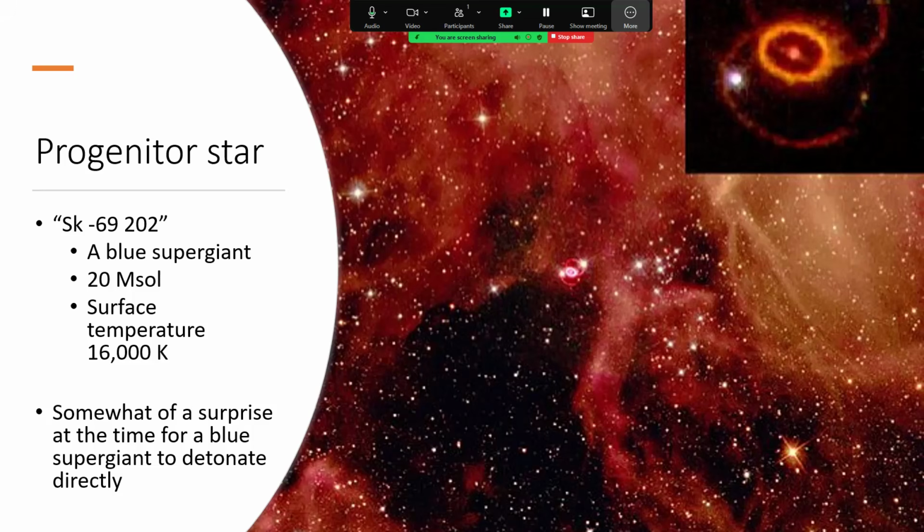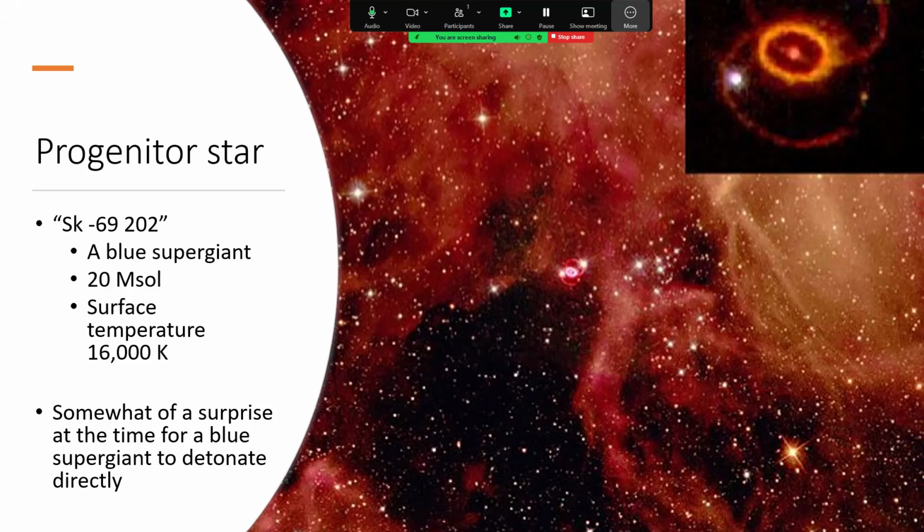But it was a bit of a surprise at the time, because back then received wisdom and theory suggested that the stars that blew up were red giants and red supergiants, not a direct explosion of a blue supergiant. They were thought to have to become red in color, cooling their outer layers before detonation.